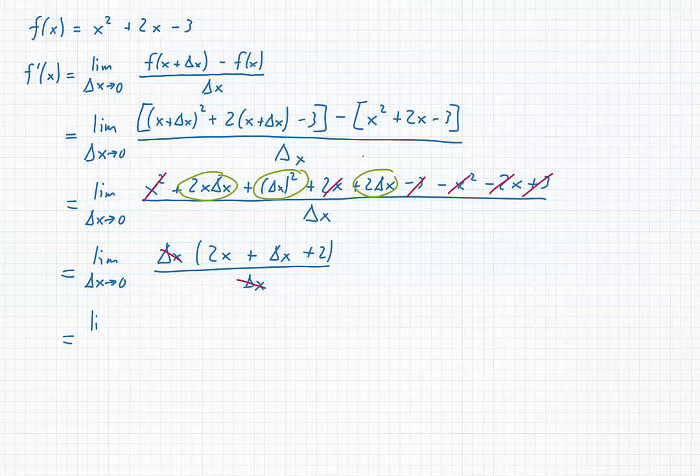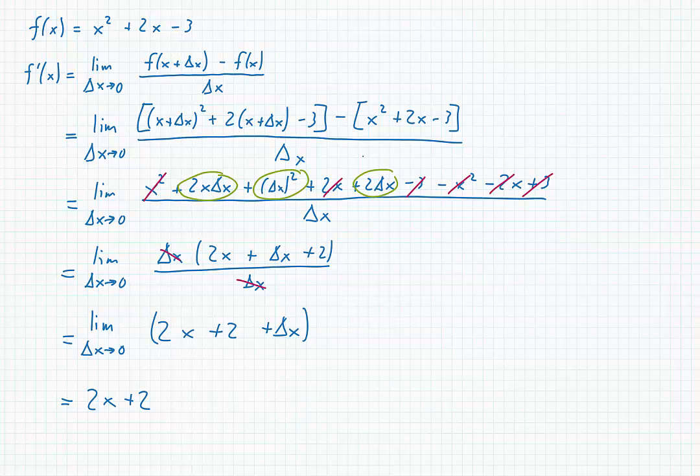That will give us the limit as delta x approaches 0 of just 2x plus 2 plus delta x. Just rearranging those last two terms, we're adding them so we can add them in whatever order we want. So the only term that gets affected by the limit is the actual delta x term. It's going to go to 0, it's going to disappear. So we're going to be left with 2x plus 2. That's what f prime is.